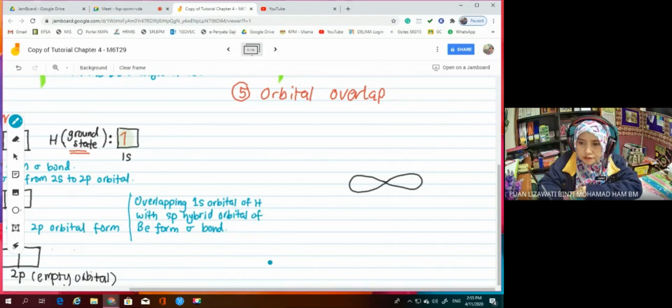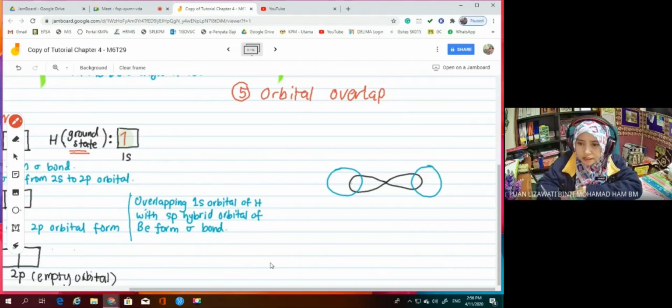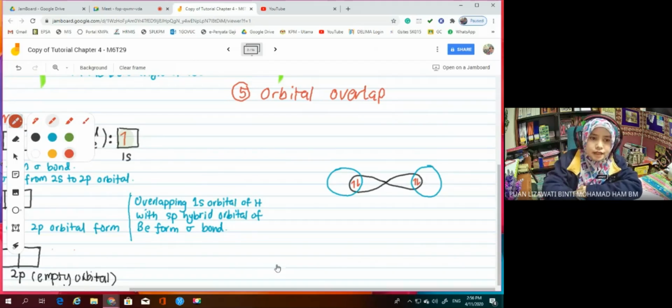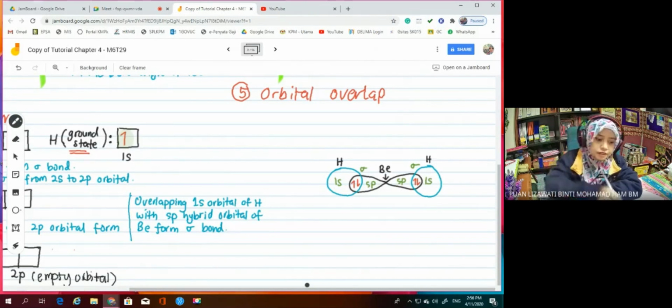So the shape for 1s is spherical shape. Right, next, at the overlapping area, you have to draw the electron spin up and spin down. Then don't forget to label the sigma bond formed, and then the sp hybrid orbital, the 1s orbital, and lastly... Okay, so we have done this question.